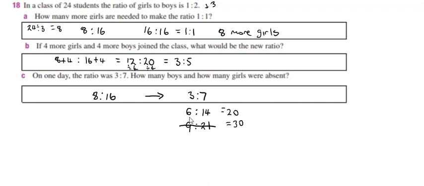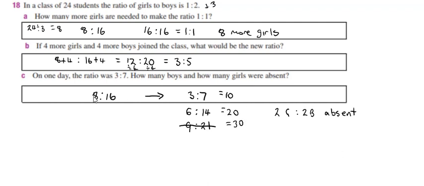Okay, so if it was 6 to 14, that means there would be 2 girls and 2 boys absent. But there is another solution. What if it was just 3 to 7? Then that would mean there was only 10 in the class that day. Okay, lots of people away.